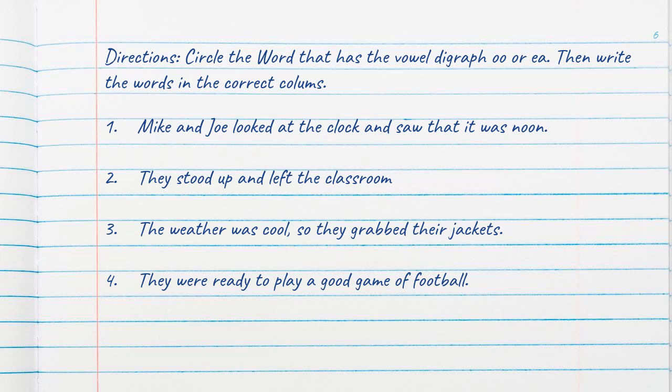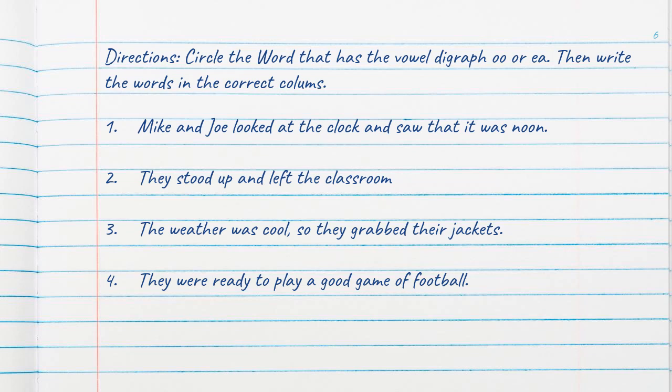Okay, let's start. Let's see what we have to do, so we can understand what we have to do. We have to read the directions. Let's read them together. Circle the word that has the vowel diagram double O or EA. Then write the words in the correct column. Okay, we are going to circle all the words that we found with a vowel diagram.